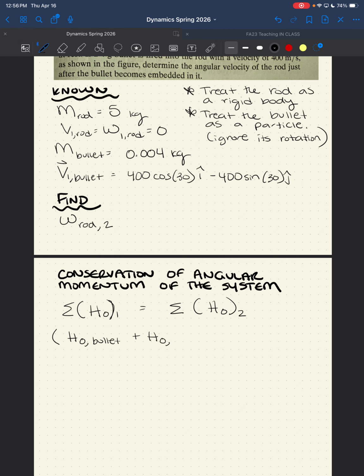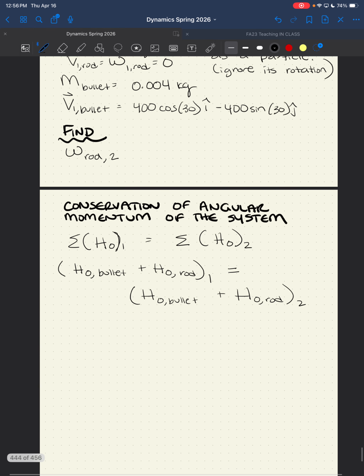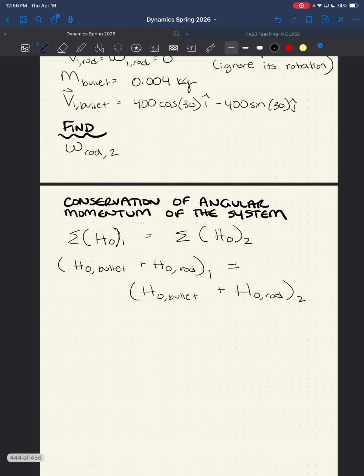And then for H_O of the rod, what is it for a rigid body? Well, why don't we go back and find that new equation that I just wrote down for us? Point O is certainly not the center of mass of that rigid body, right? Point O is just the rotation point. So I think we need this equation here: angular momentum of a rigid body when we're not summing about the center of mass.